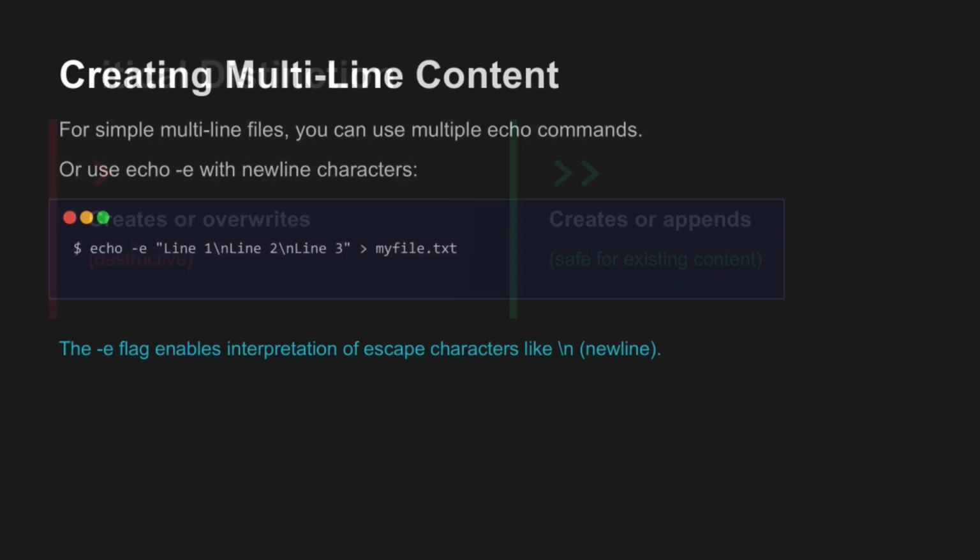For simple multi-line files, you can use multiple echo commands with the double greater than signs. But there's also a cleaner way using echo with the -e flag with newline characters. If you look at the example here, the -e flag enables interpretation of escape characters like the \n for new line.